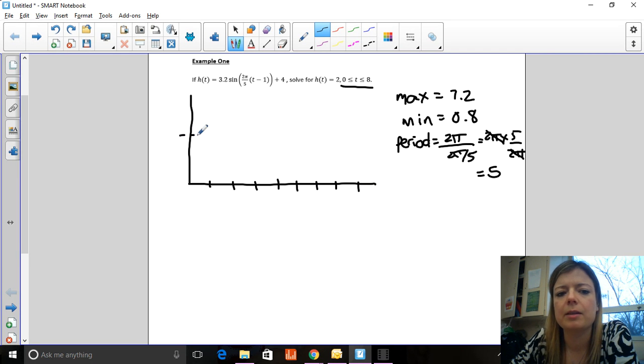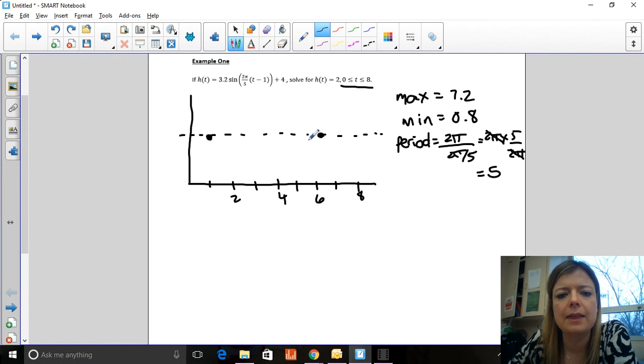And I'm going to make an approximate axis here at 4. Okay, and I notice that my phase shift is 1 to the right, so I'm going to start here at 1 on my axis. And I know that an entire period is 5, so again, 1 plus 5 is 6, so at 6 it'll be on the axis again. And then halfway in between, so at 3.5, it'll also be on the axis.